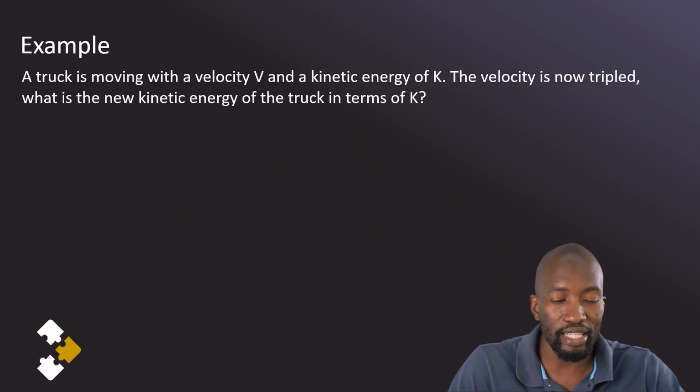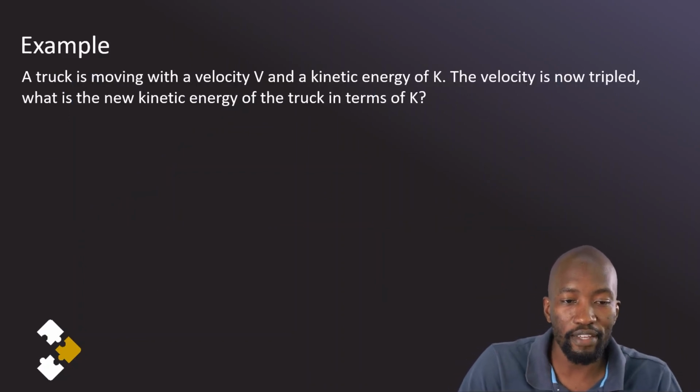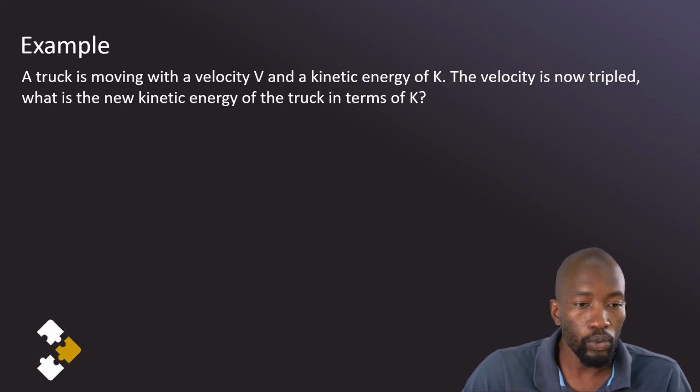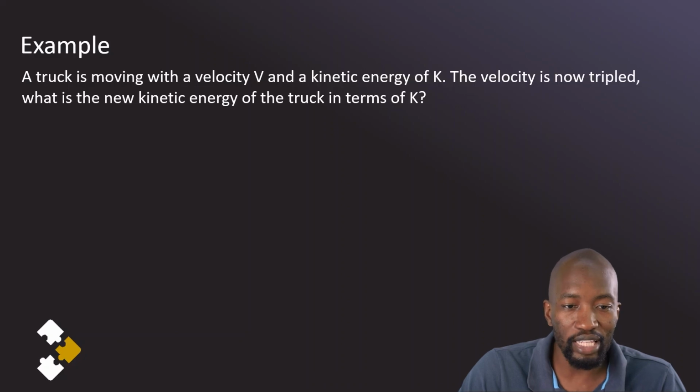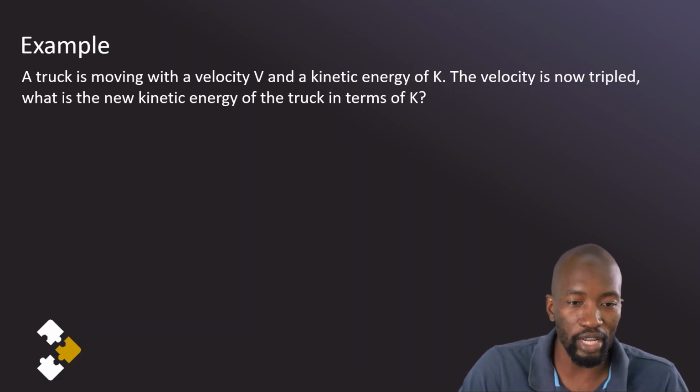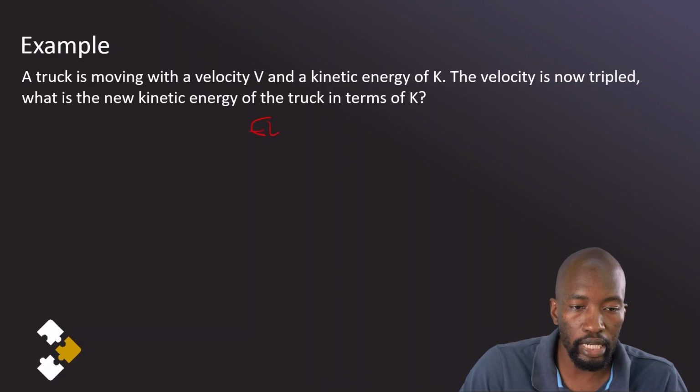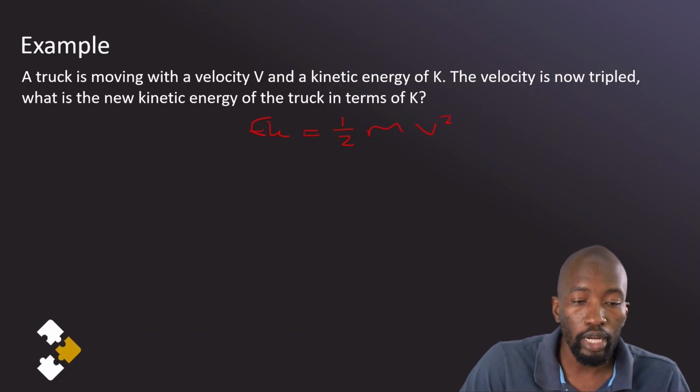Now let's look at this example. A truck is moving with a velocity v and kinetic energy of k. The velocity is now tripled. What is the new kinetic energy of the truck in terms of k? Let's see what we can do there. They didn't give us any units, but we should still be on the right track. Truck is moving with a velocity of v and kinetic energy of k. So let's look at the kinetic energy. Ek is equal to half mv squared. Now we know that its kinetic energy is k.